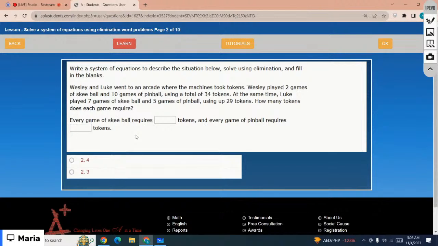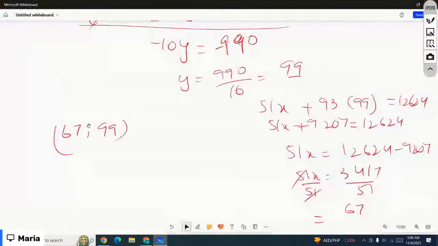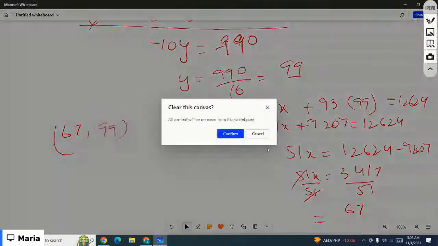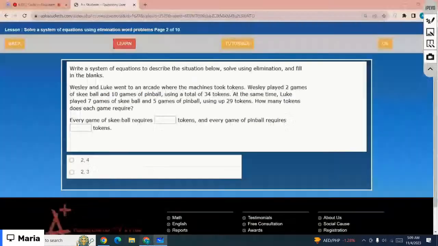The first equation: you have 2 skee ball games. So x represents the skee ball games and y represents the pinball games. So equation number 1 is 2x plus 10y equals 34. The second equation is 7x plus 5y equals 29.